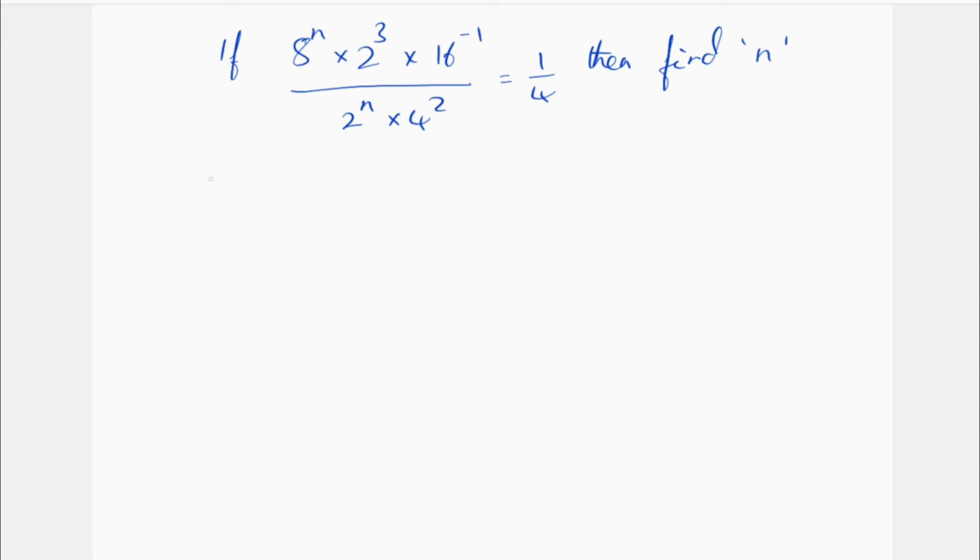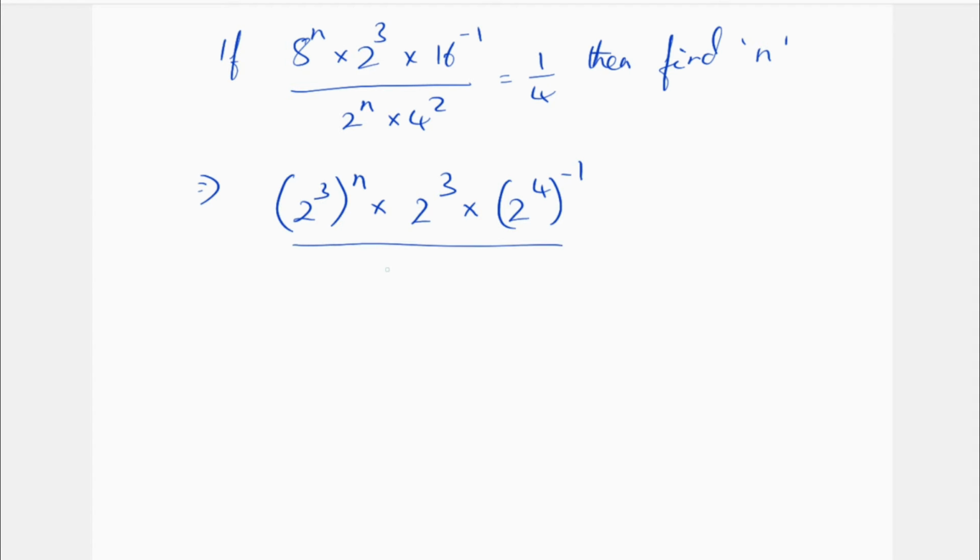If I express it that way, 8 is nothing but 2 cube whole raised to the power n, multiplied by again 2 cube, multiplied by 16, which is nothing but 2 power 4 raised to the power minus 1, divided by 2 power n, multiplied by 4, which is 2 square whole power 2, which equals 1 divided by 2 square.